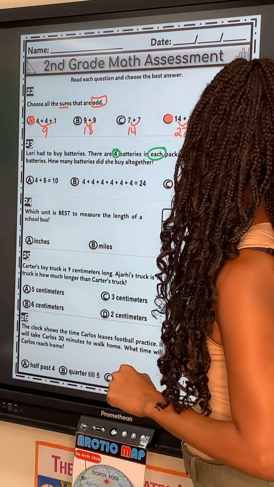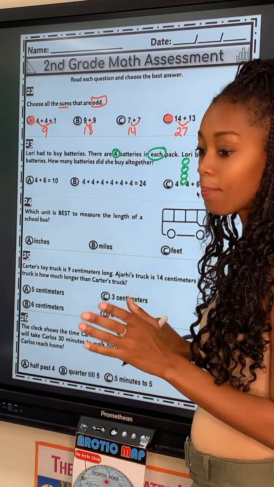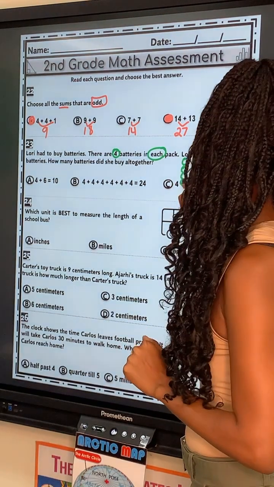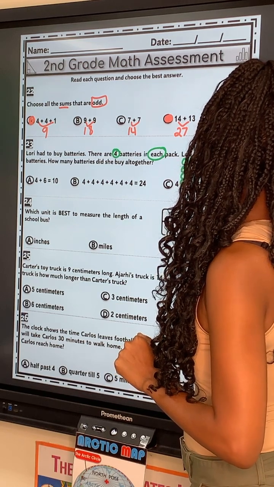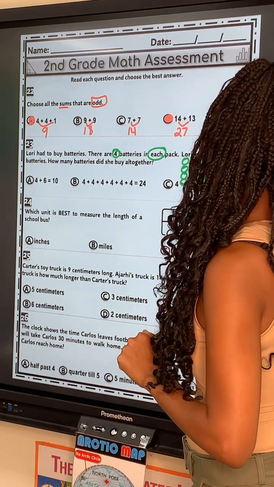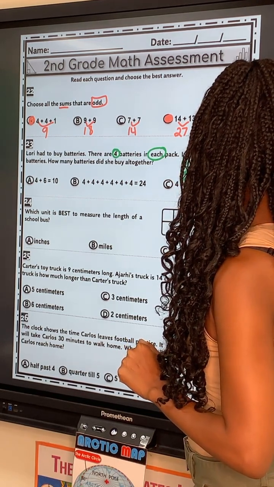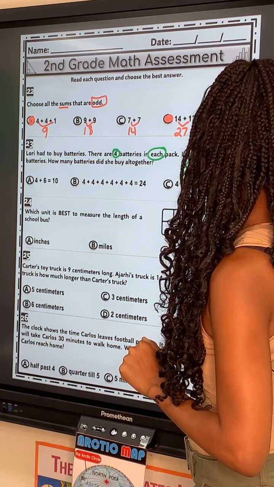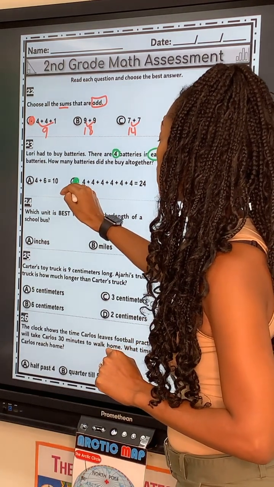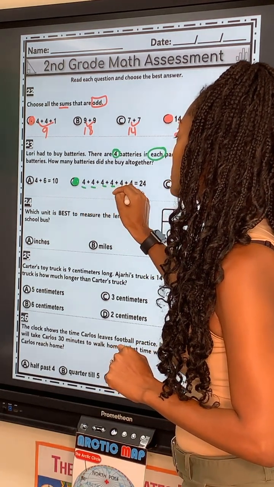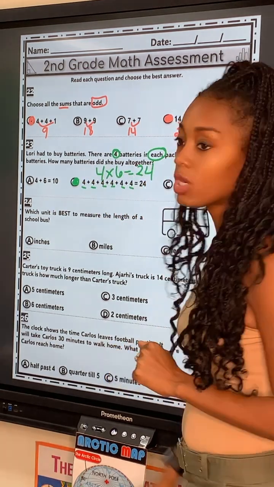Yeah. So she has 1, 2, 3, 4 batteries in each pack, right? She buys 6, so I draw this 6 times. 1, 2, 3, 4, 5, 6. And then we count. 1, 2, 3, 4, 5, 6, 7, 8, 9, 10, 11, 12, 13, 14, 15, 16, 17, 18, 19, 20, 21, 24. So my answer is 24. 4 plus 4 plus 4 plus 4 plus 4 plus 4. That's 4 6 times, which is equal to 24.